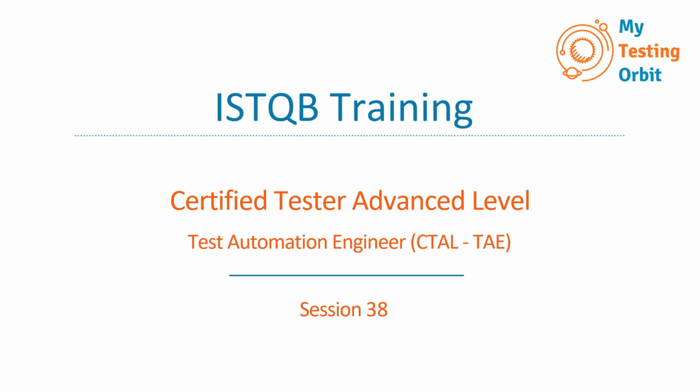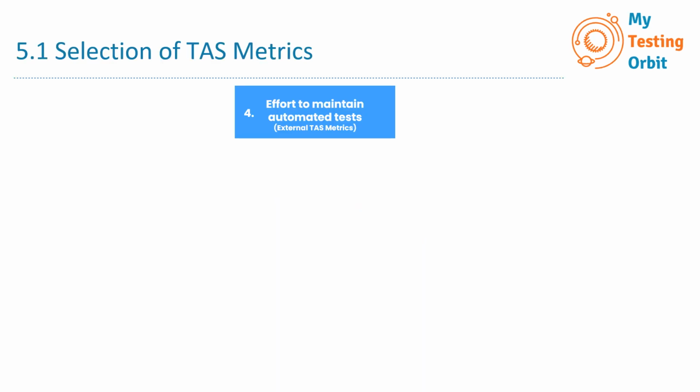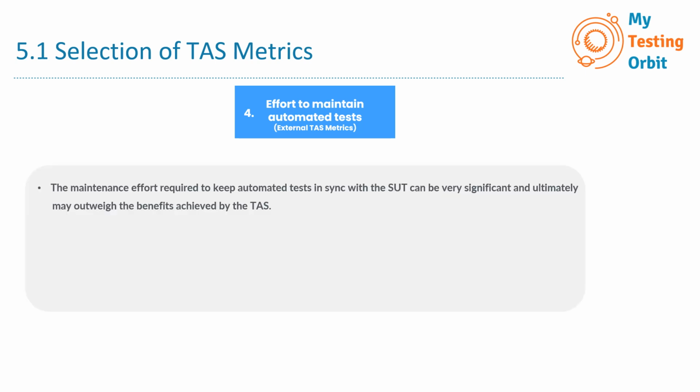In the last session, we discussed the first three external TAS metrics, and today we will pick up where we left off and continue with the remaining metrics. Let's start with number 4, effort to maintain automated test. The maintenance effort required to keep automated test in sync with the SUT can be very significant and ultimately may outweigh the benefits achieved by the TAS.